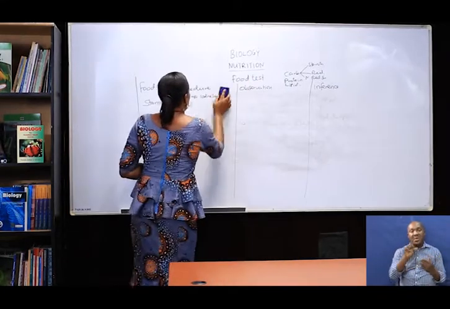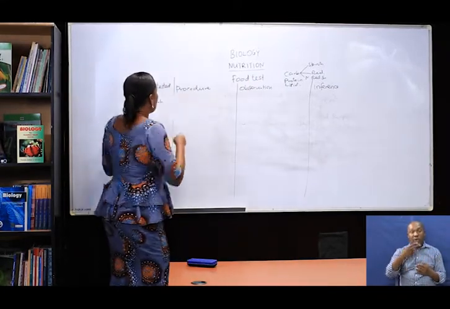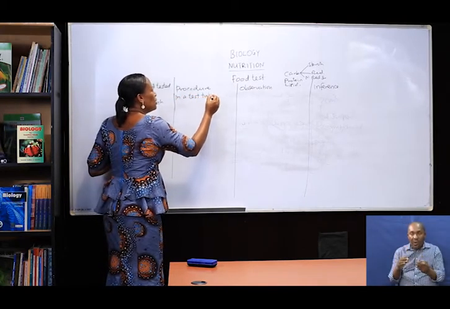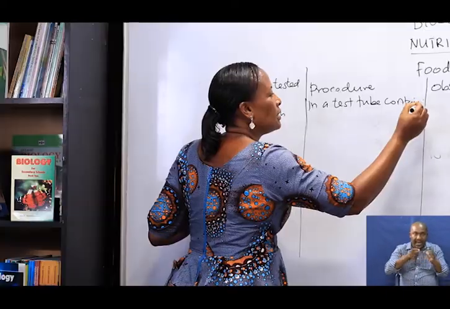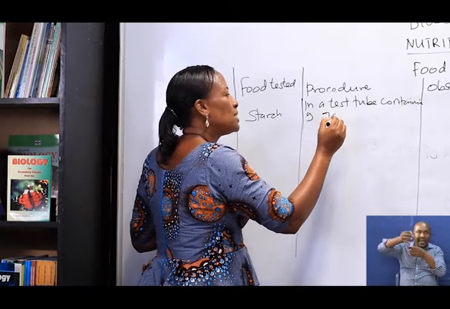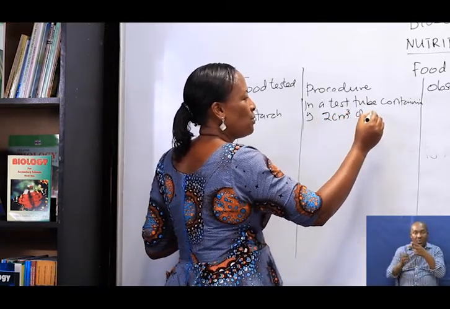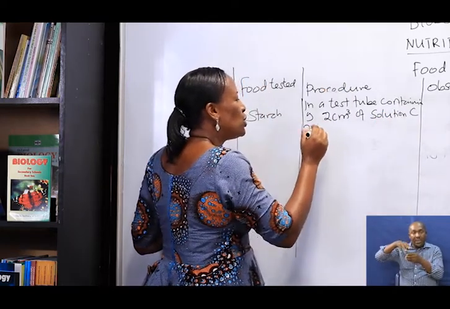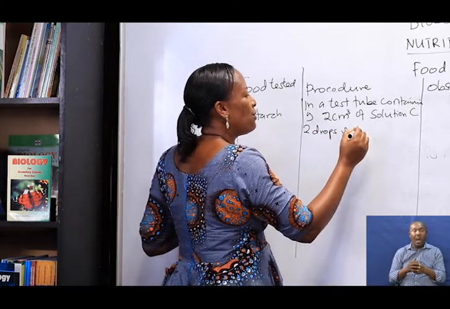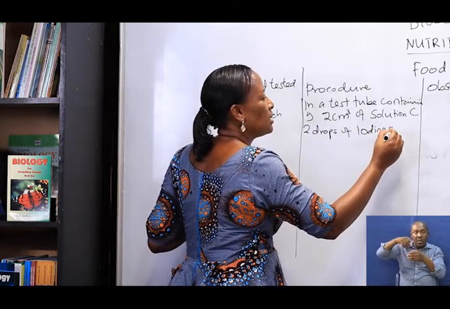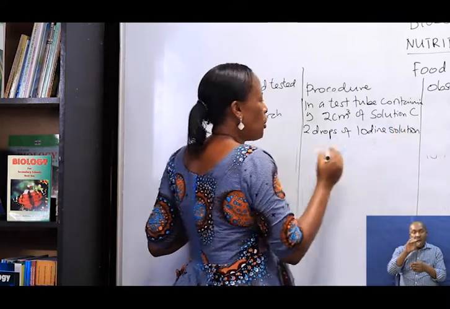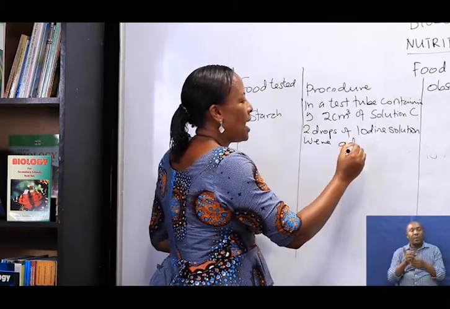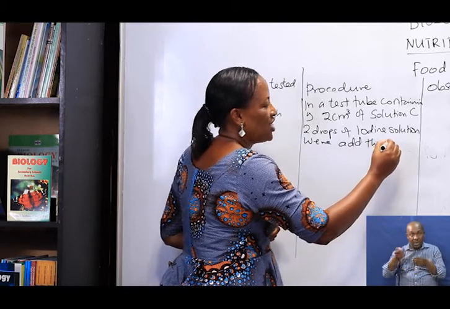Now, how to write it? You will say, in a test tube containing 2 centimeters cubed of solution C, 2 drops of iodine solution were added, then shaken.